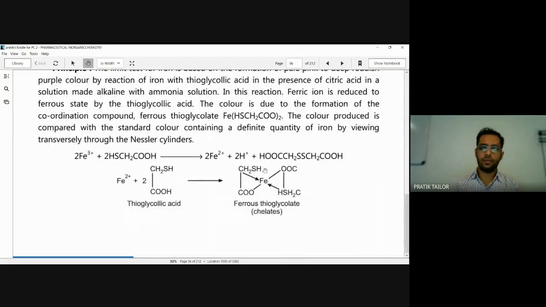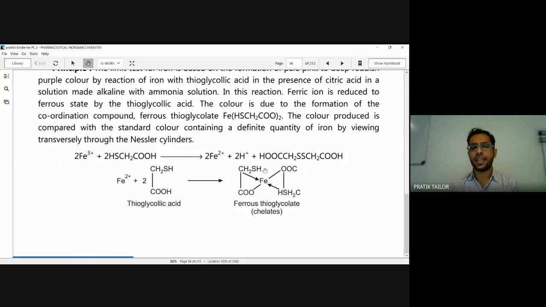Iron. Iron will react with thioglycolic acid. Iron and thioglycolic acid will make a complex called ferrous thioglycolate, which is a coordination compound and a colored compound. A reddish purple color will be formed.